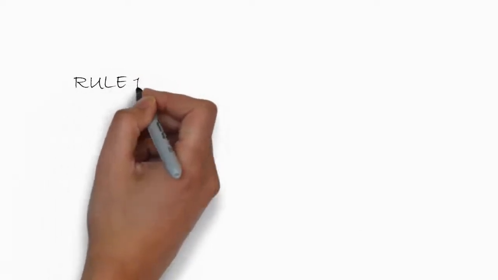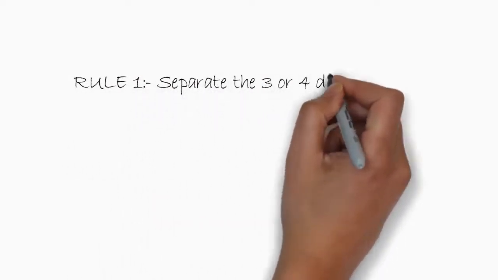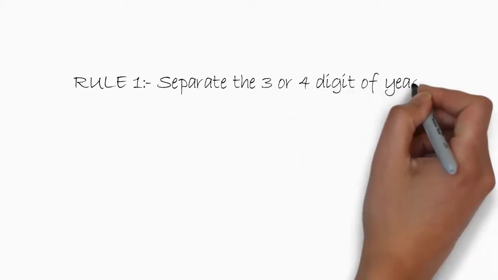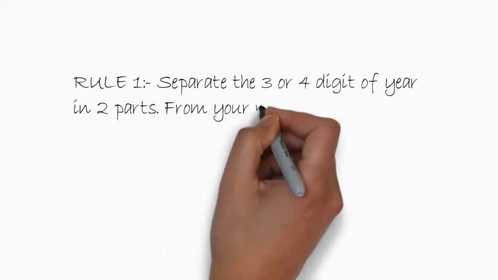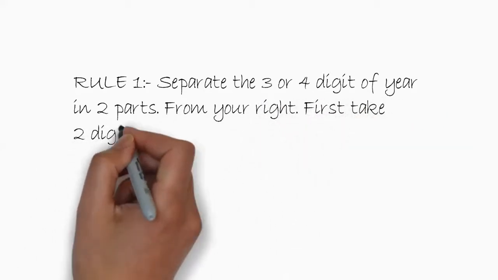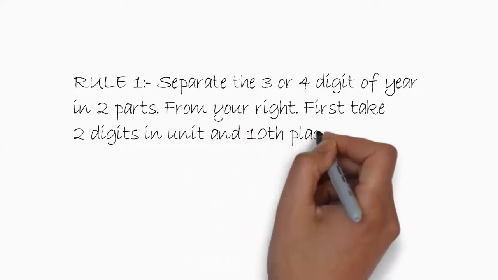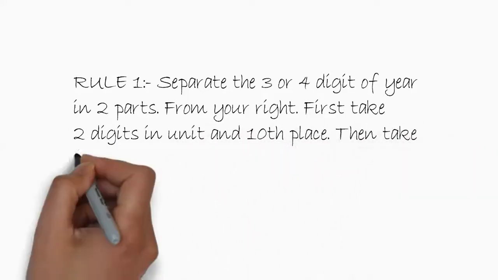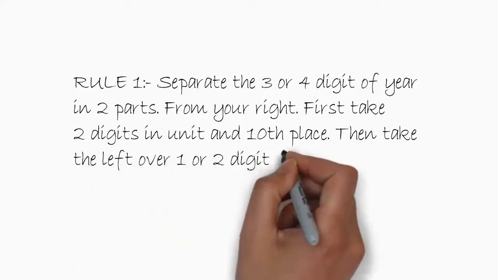Now memorize some rules. Rule number 1. We will separate the digits of the year in 2 parts from our right. Please remember we will start from our right. So first take 2 digits, the unit and 10th place, from your right. Now take the left over 1 digit for a 3 digit year, and take the left over 2 digits for a 4 digit year.